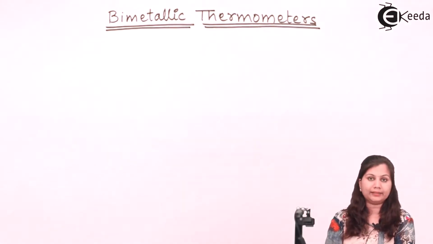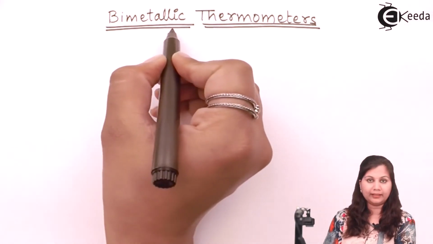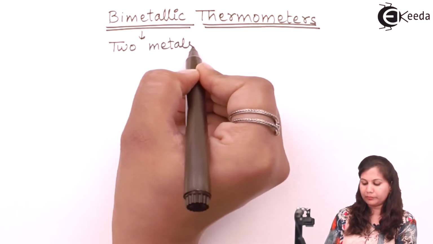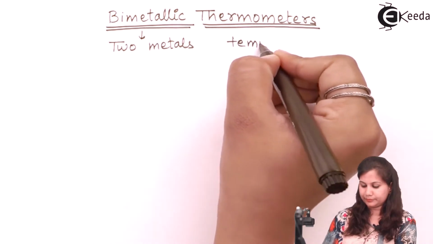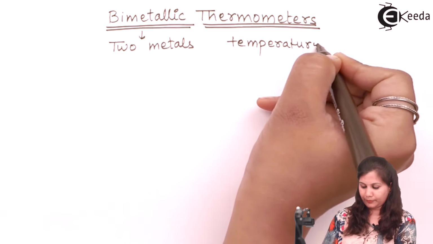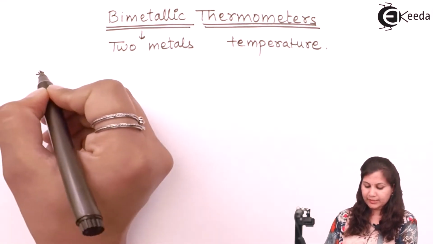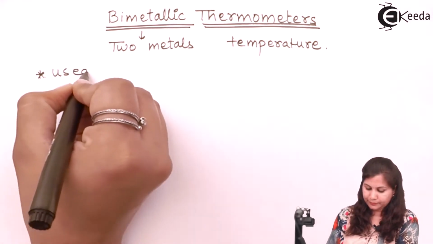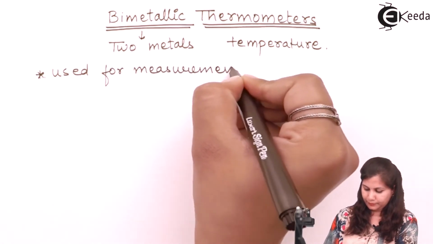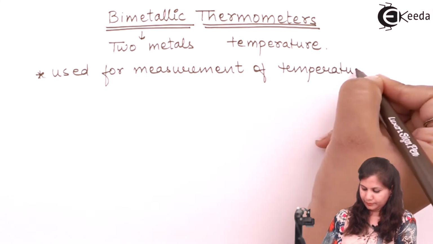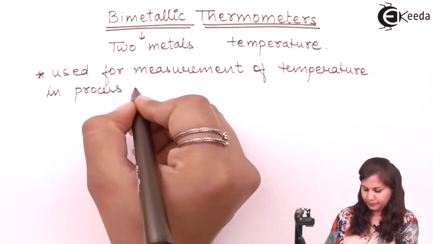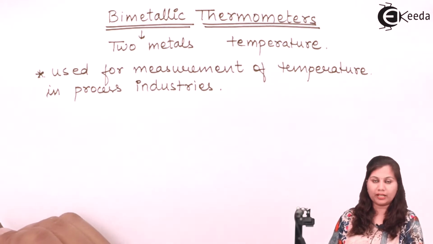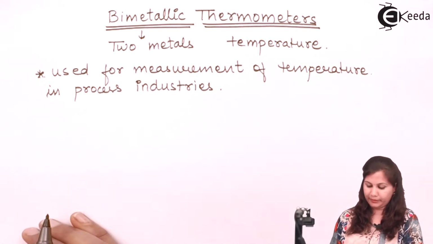So this word bimetallic thermometer has the term bimetallic, which means there are two metals, and the combination of these two metals is used for the measurement of temperature. Bimetallic thermometers are used for the measurement of temperature in the process industries. It is an industrial instrument which is mostly used in industry, not a laboratory type of instrument.